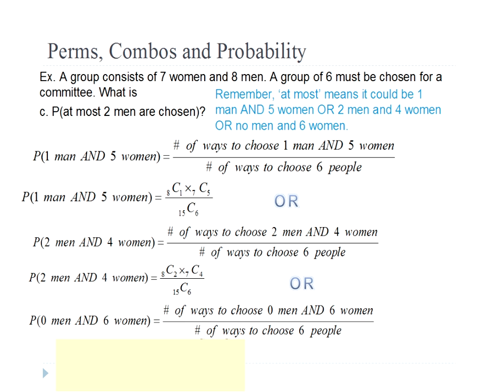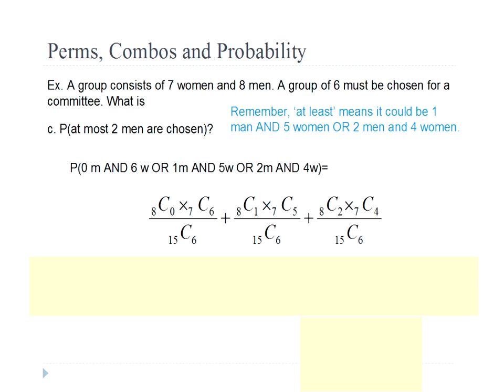Or I could have no men and 6 women. Now, how many ways can I choose no men out of 8 men? That's only one way. Hey, men, I'm not choosing any of you. So you can still type in 8C0, but you're going to get 1. And then I'm choosing 6 women out of 7, so that's 7 choose 6.